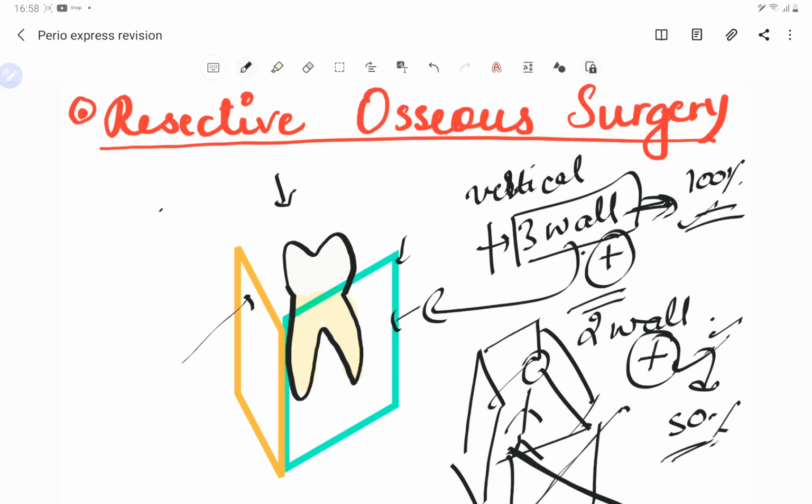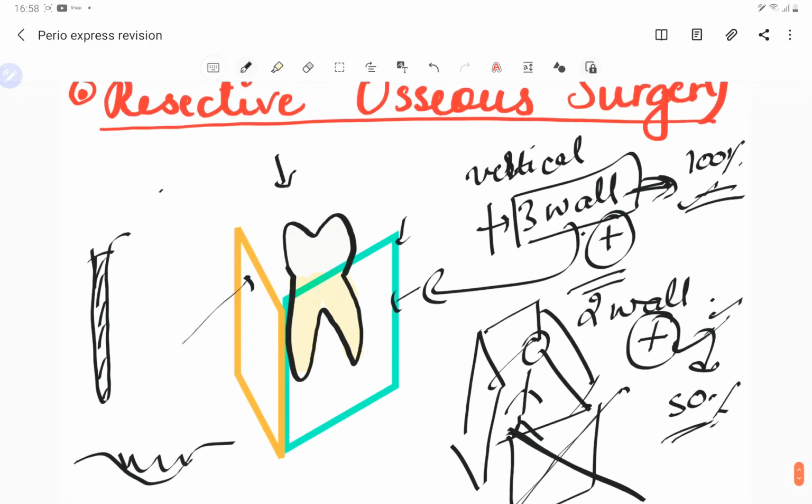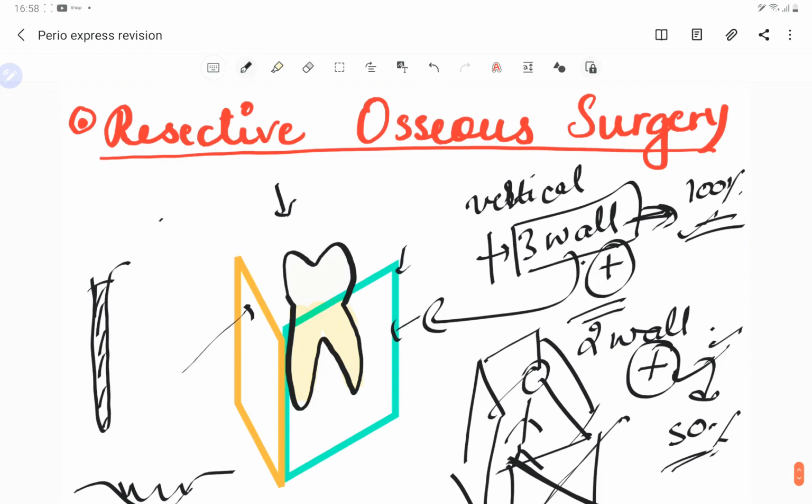Not all cases will go for regeneration, only the defects which are narrow and deep, because we can put the graft material right inside them. But if the defect is shallow and wide, we cannot put the graft, so we cannot go for a regeneration procedure. In that case, we have to go for resective surgery, which is the topic of today's lecture. We will be talking about the regenerative procedures as well, the GTR procedure, but for now we are talking about resective osseous surgery.